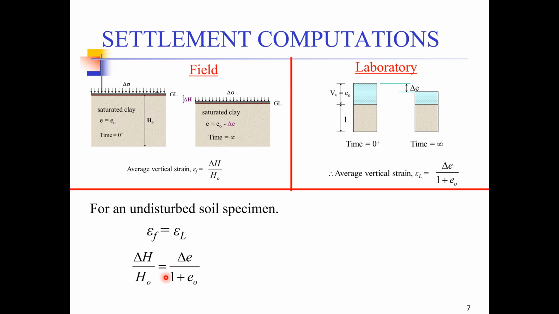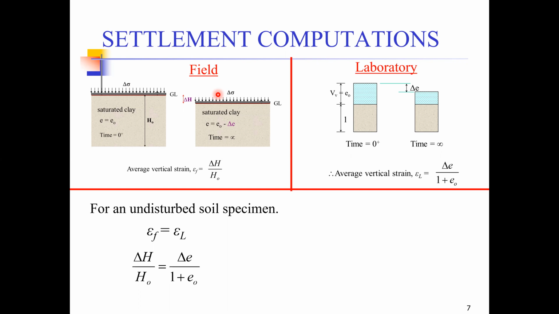Now, our objective is to determine the settlement in the field. When we are constructing a building which is applying 100 kilopascals of stress on our soil, how much settlement would occur? Would it be 10 millimeters, 20 millimeters, or 100 millimeters of settlement? So this is our ultimate goal.